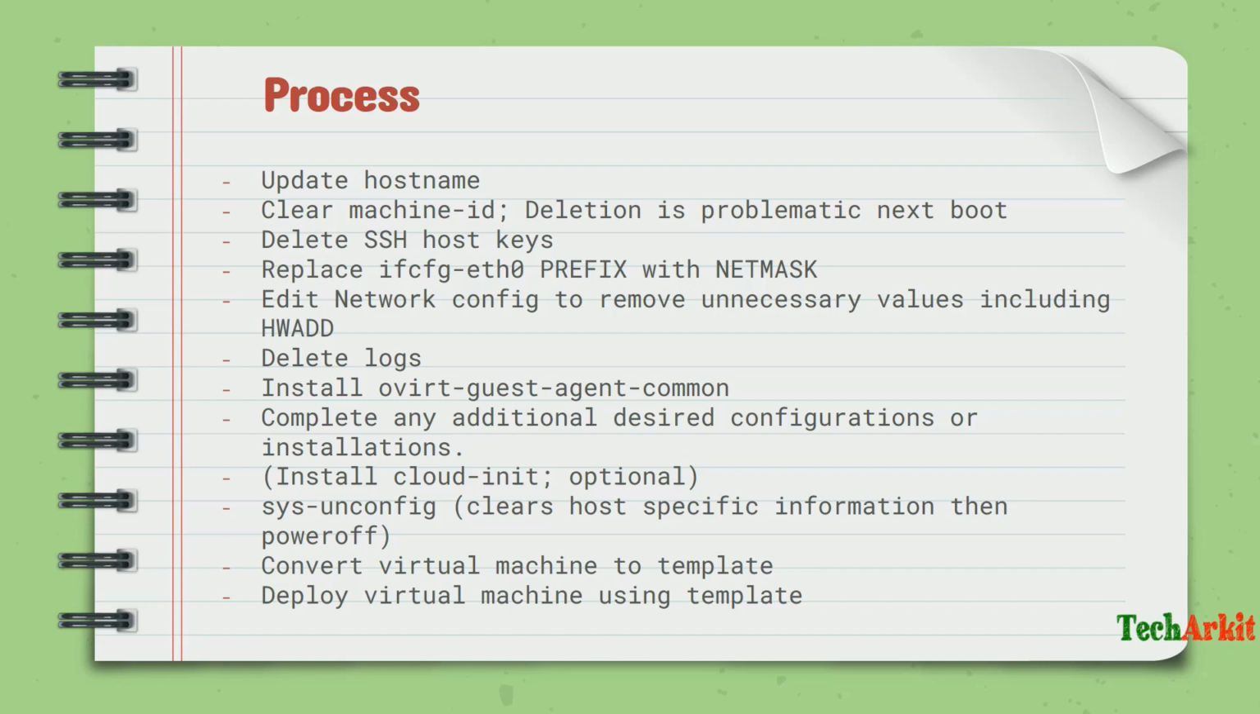Install the qemu guest agent, or you can also install cloud-init, or anything needed for converting to a template. And complete any additional desired configurations or installations. For example, if you want it ready for any application purpose, make those application dependencies ready, and run sys-unconfig so that it will create the host-specific information, then power off the virtual machine. Before that, if it is CentOS or RHEL, clean the yum repository data, and if it is Ubuntu, clean the apt data and cache, all the caching stuff you can remove.